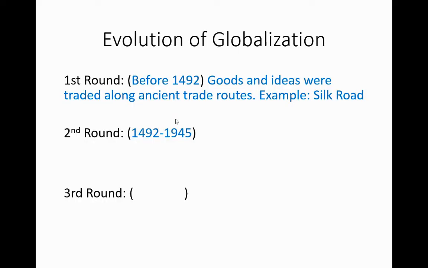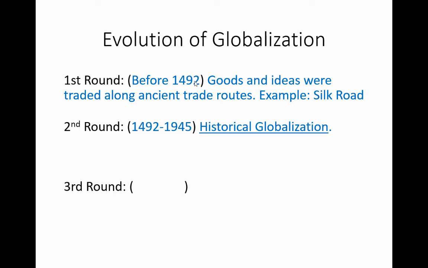Okay, second round. That one started in 1492. So obviously 1492 is an important year for some reason. All right, we'll see why. And it continues until 1945. 1945 is another important year, obviously. And we'll talk about why that is too. So the second round of globalization has a name. We refer to this second round of globalization as historical globalization. All right, that is sort of like the title of the second round.